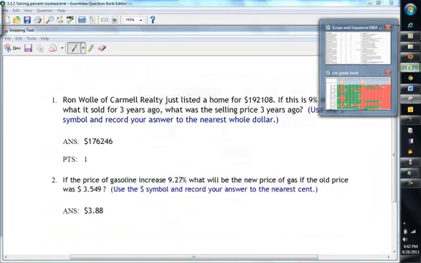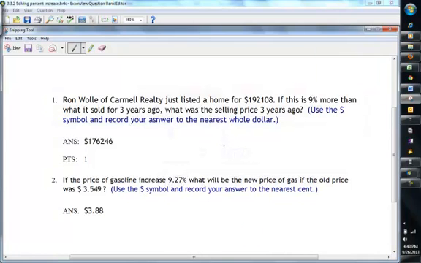Ron Woolley of Carmel Realty just listed a home for $192,108. This was 9% more than what it sold for 3 years ago. The old price is always the base. That's always the 100%. That's what we're looking for in this particular instance. The new price is $192,108. Now, what new percent is it? Well, it's 9% more than 3 years ago. So if it was 100% 3 years ago, now it's 109%.